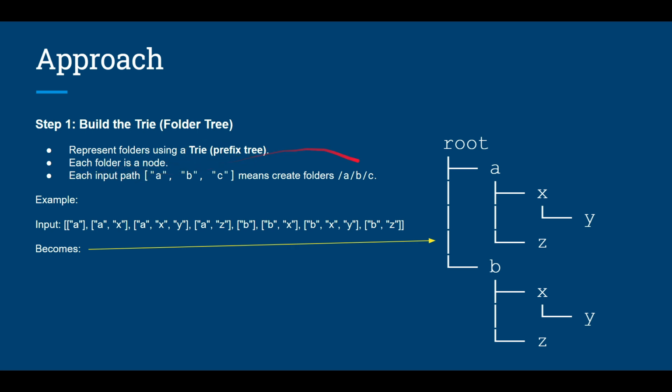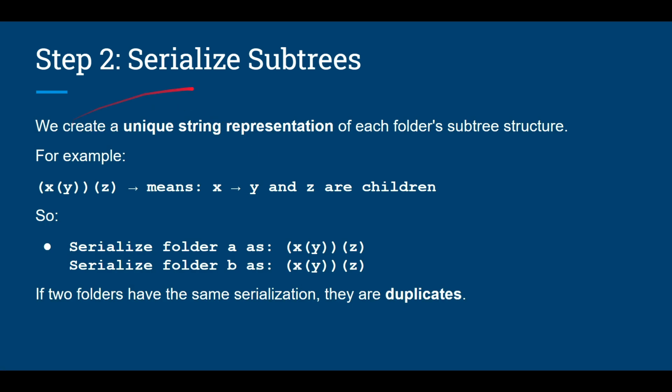So we will perform this, right? Then we will serialize the subtree, which means we will create a unique string representation of each folder's subtree structure. For example, let's say X is a parent. It has two children, Y and G, right? So Y and G are children.